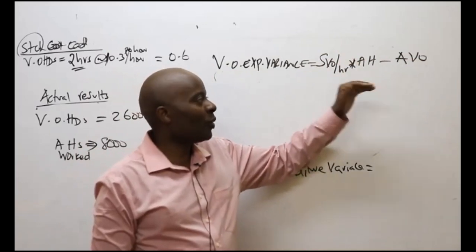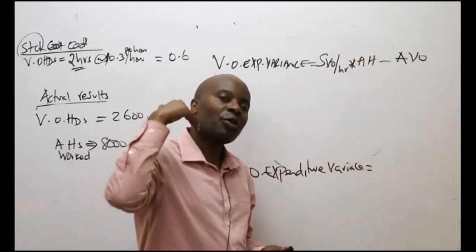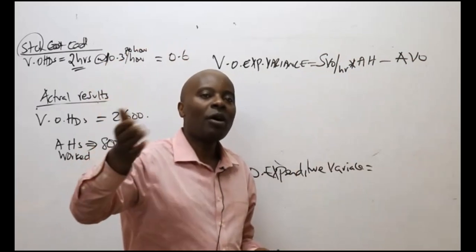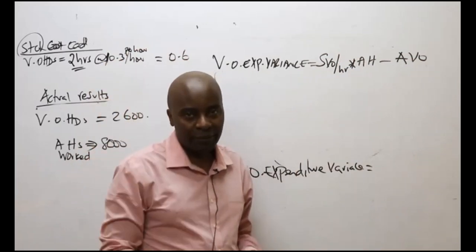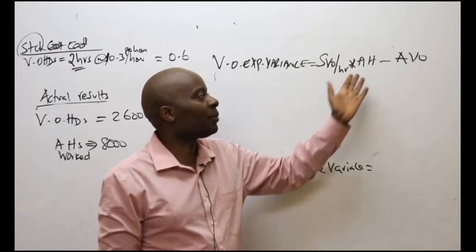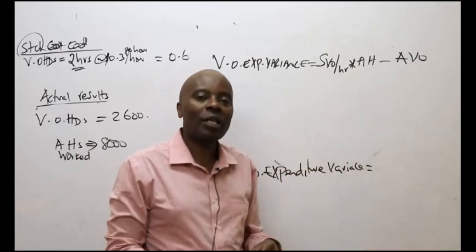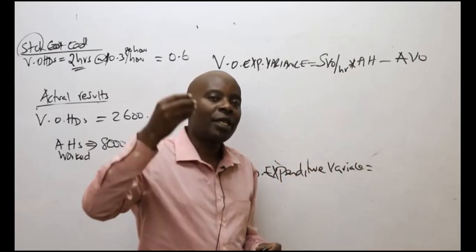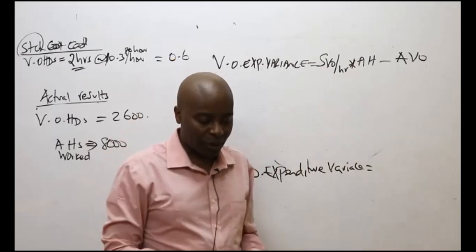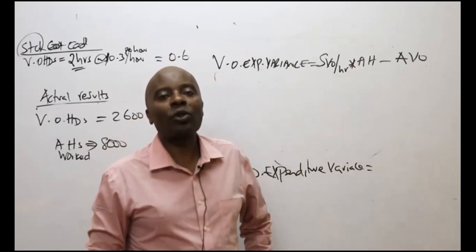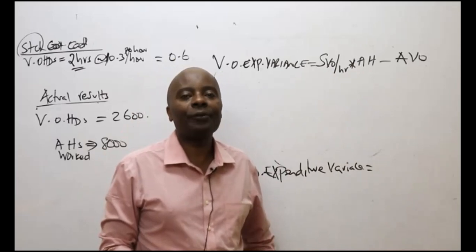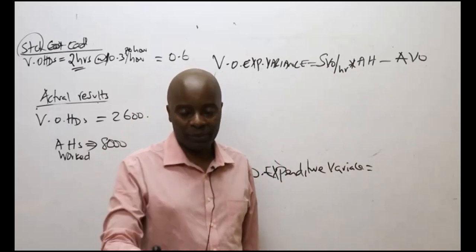Here for actual hours, what do you think? Am I going to make use of the actual hours that we work or the actual hours that we pay? Every time I get AH, I have to ask myself, which AH? Is it the 8,500 or the 8,000? Actual hours paid or actual hours worked? Could you kindly advise me?